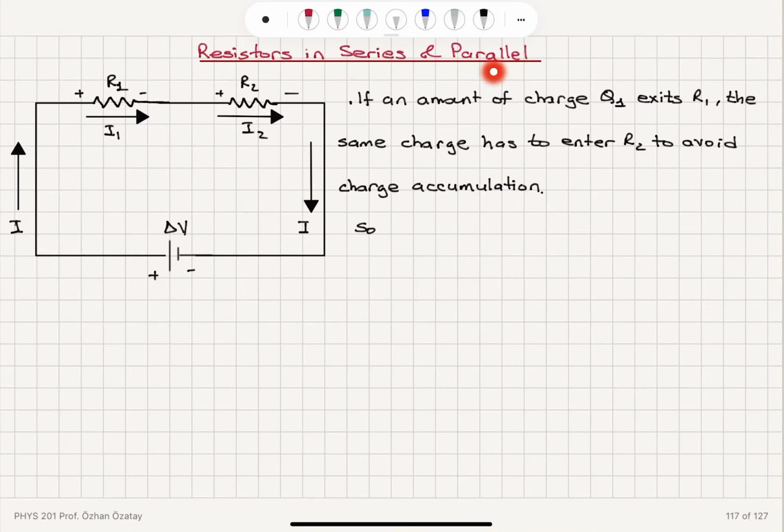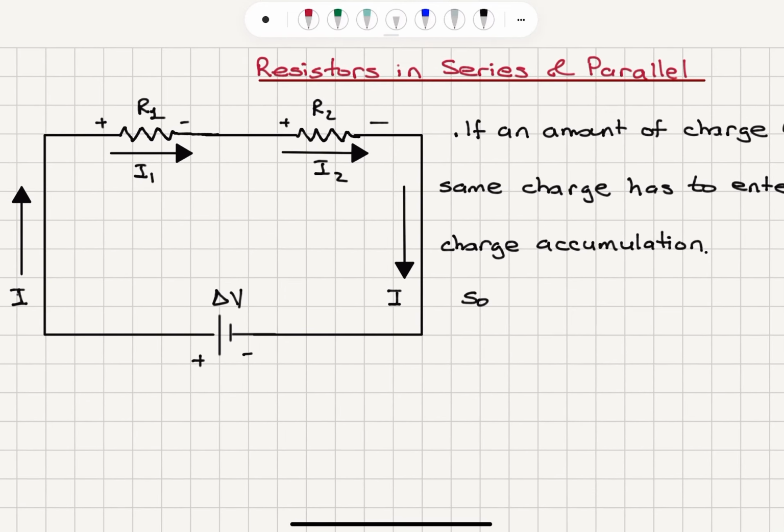Resistors in series and parallel configuration. Now you can see that when I have two resistors in series configuration, a resistor with resistance R1 and another one with resistance R2, connected in series with a battery which applies a voltage delta V, the current that flows through the circuit is called I, and I call the current that flows through R1 I1 and R2 I2.